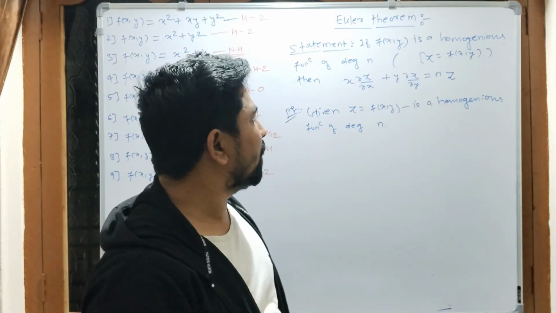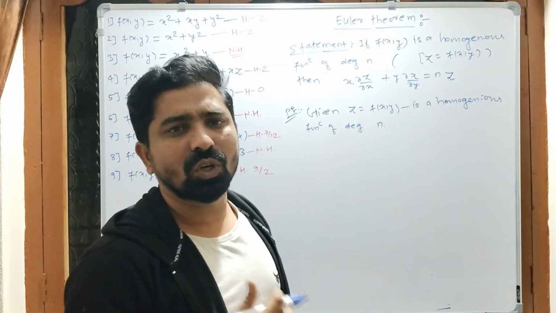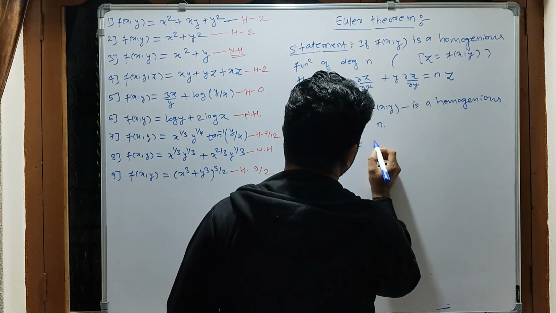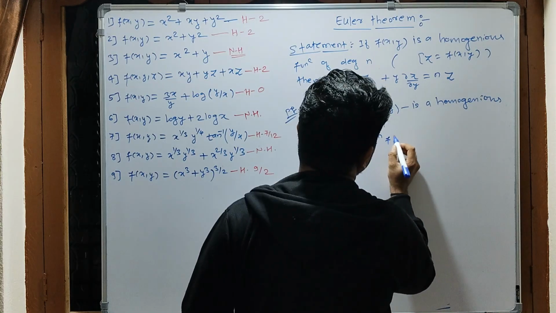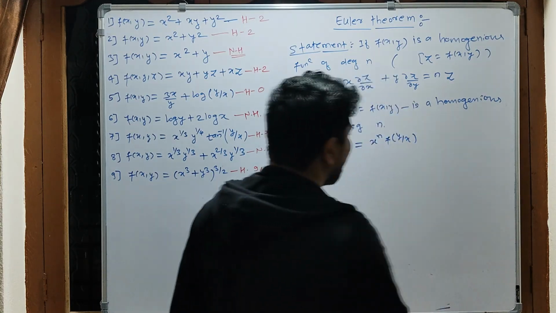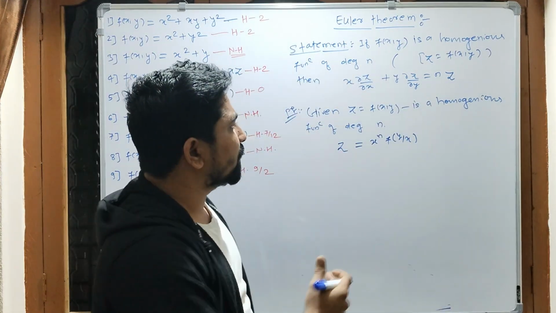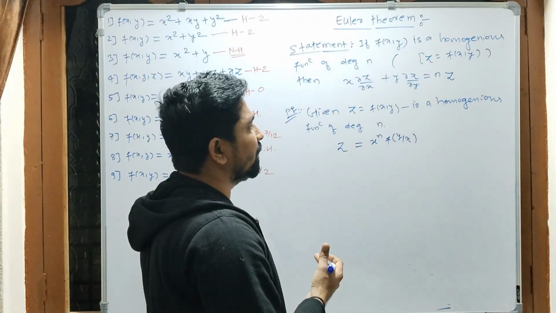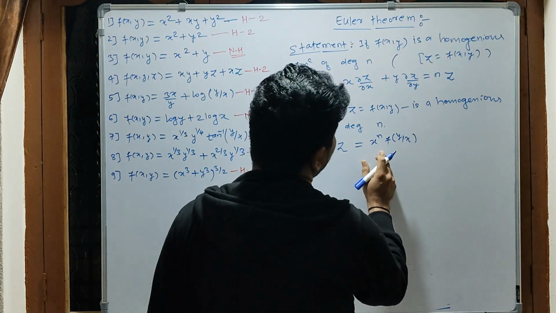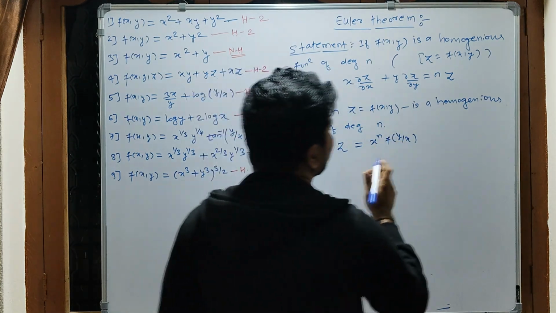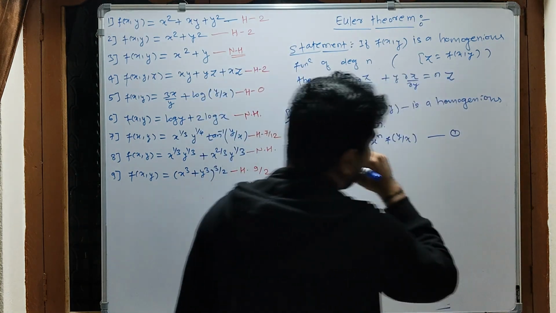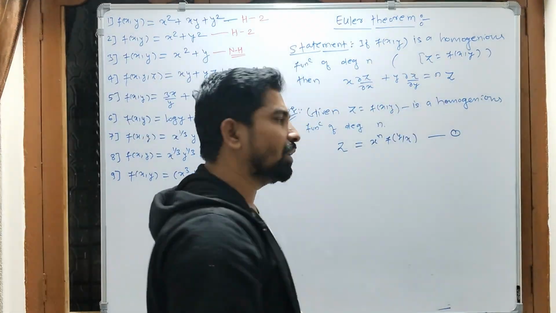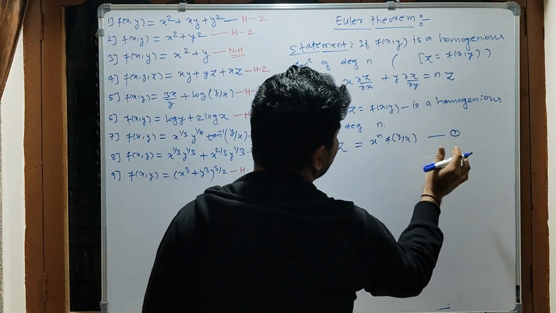So if z equal to f of x comma y is a homogeneous function of degree n, then z can be written as x to the power n times f of y by x. Let's say this is my equation 1. Now I want to show that x dou z by dou x plus y dou z by dou y equals n times z. So differentiate this equation partially with respect to x.